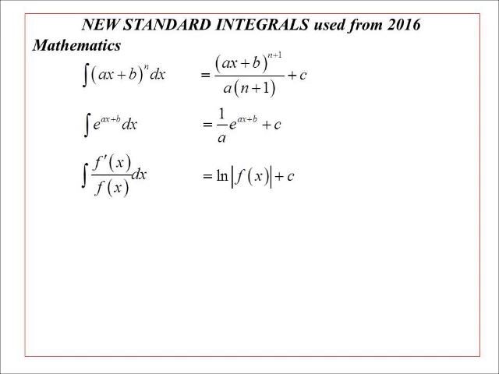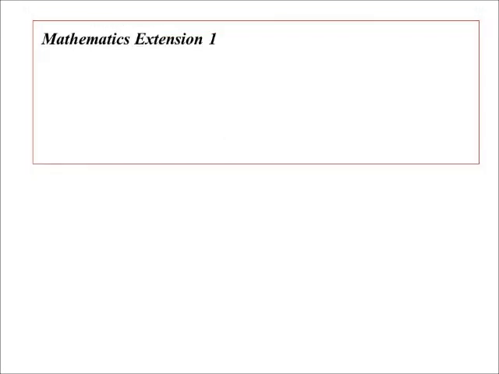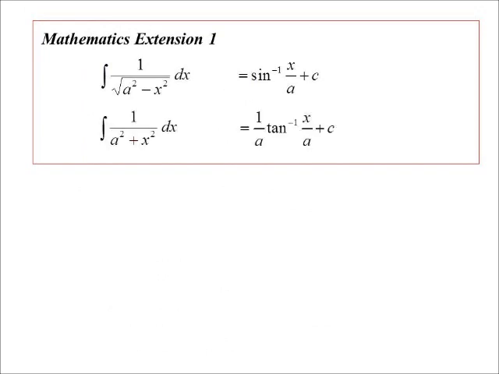For log, rather than just having 1 on x, they go the whole derivative on function. And remember, technically it's the log of the absolute value of the function. Sine, again, they go the whole linear function. Cosine, and of course there's sec squared. That's pretty much it for 2 unit. Then on the extension 1 sheet, they also have the inverse trig ones. So there's inverse sine and inverse tan.